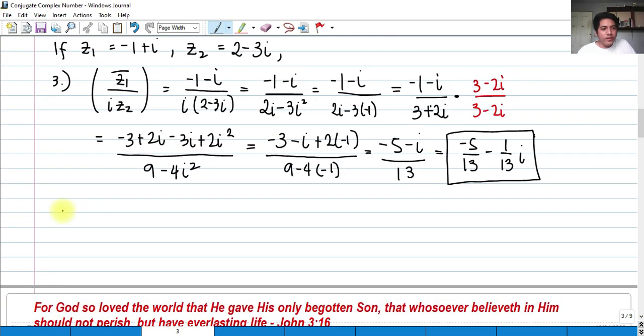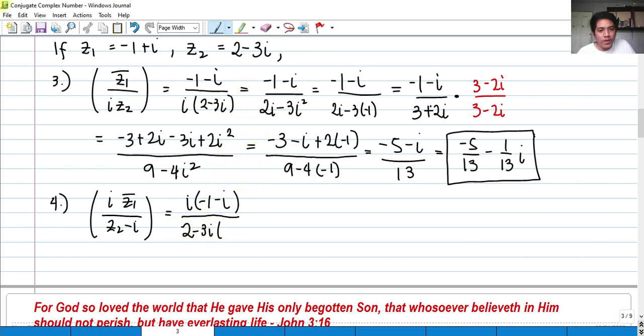For number 4, okay, let's try to have another problem. We have i multiplied by the conjugate of z sub 1 all over z sub 2 minus i. Okay, going back to our given, these are our given. i multiplied by the conjugate of z sub 1, negative 1 minus i, all over z sub 2, 2 minus 3i, minus i. So we have negative i minus i squared all over 2 minus 4i.